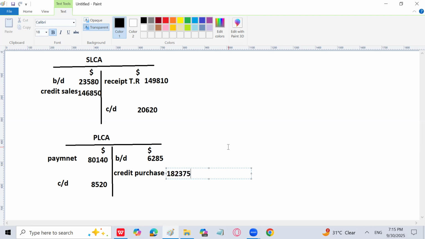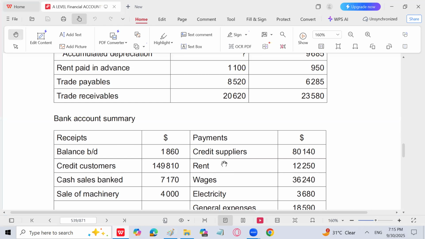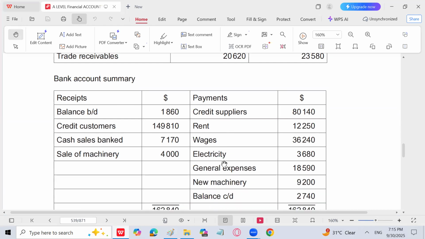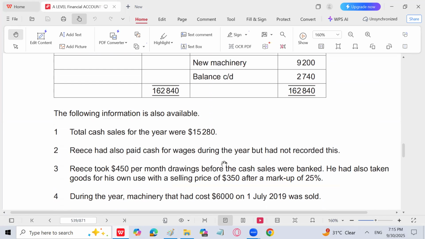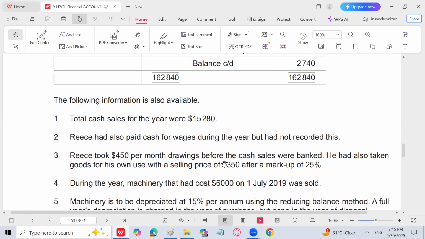182375. So that's how we have calculated the amount of credit purchases. Okay, now let's move forward. What is the next part of the question? Total cash sales. Obviously, we have to prepare the cash account now, because the cash account will be prepared so that we can find the total cash sales, but it is given. So there is some missing figure, a missing expense, which will come on the credit side. We need to find that amount by preparing the cash account.